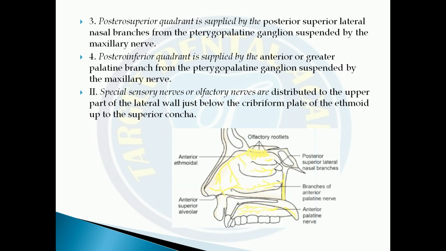Before this, I have one important point: the blood supply of the nasal septum and the lateral wall of the nose is from the ophthalmic artery, facial artery, and the maxillary artery. I repeat, the blood supply of the nasal septum and the lateral wall of the nose is from the ophthalmic artery, the facial artery, and the maxillary artery.